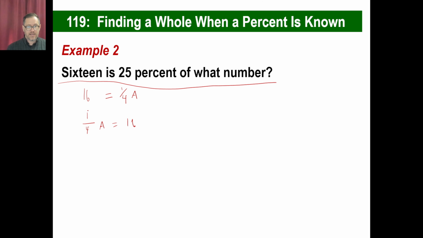Okay, so we're going to have to divide by a fourth. That's what we do on both sides. So our problem is 16 divided by 1/4. And of course we know that if we divide by 1/4, that means we multiply by 4/1. 16 times 4 is 64. There's your answer. There you go.